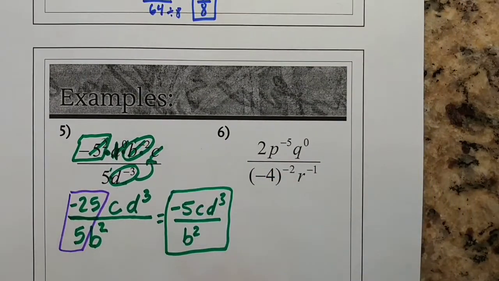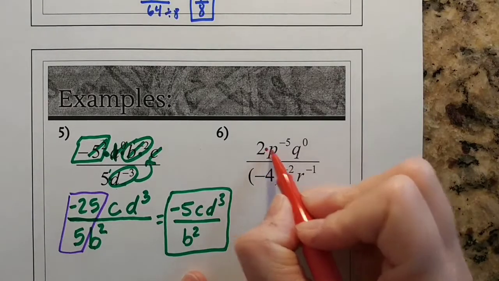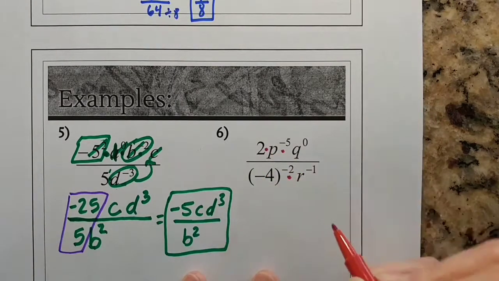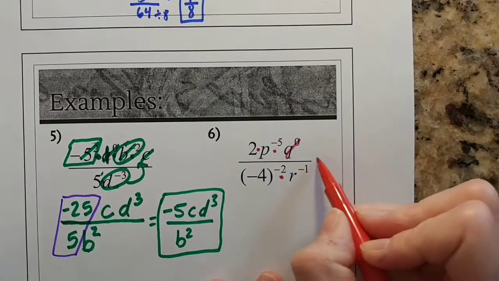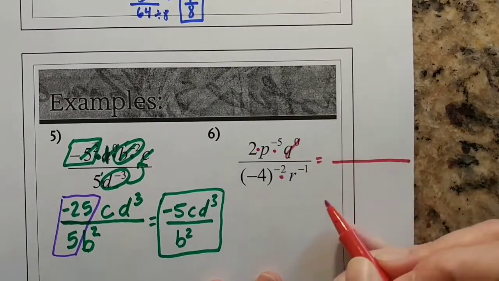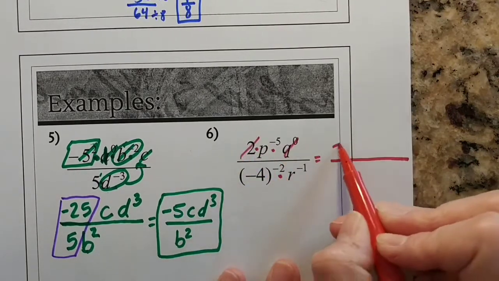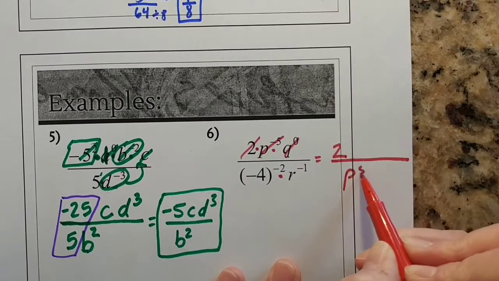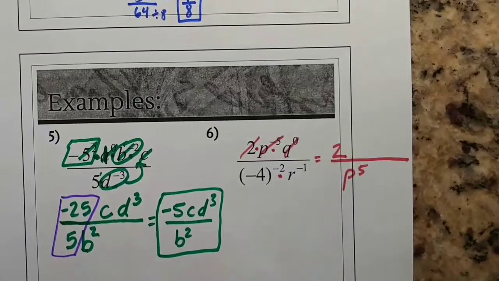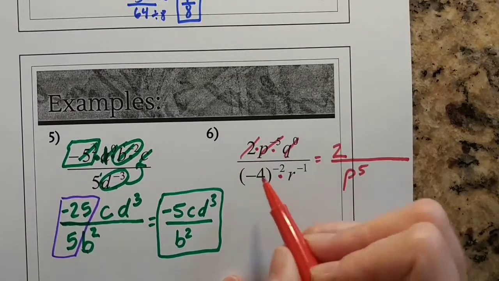Let's try this one. Okay. All right, q to the 0 power, cancel. I'm going to draw a fraction here. All right, 2 in the numerator gets to stay. P to the -5th, move it downstairs. So I've dealt with everything up here. Now let's go down here.